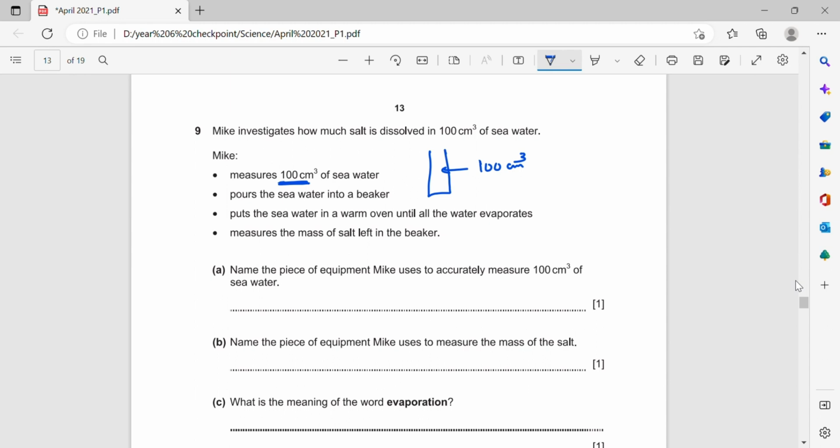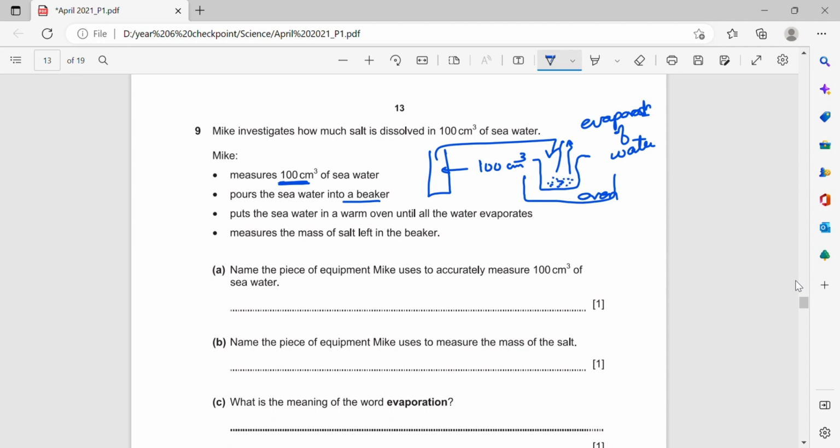Pours the seawater into a beaker. After that, puts the seawater in a warm oven until the water evaporates. He put it in the warm oven and what happened? Evaporation of water. Then he measures the mass of the salt left behind.